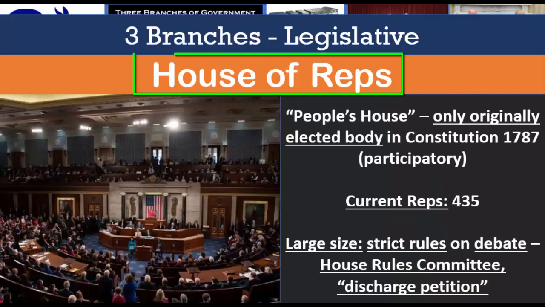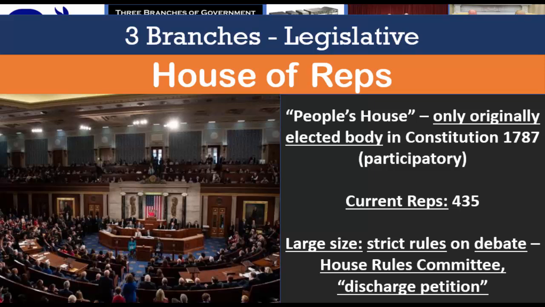So let's look at the unique properties of the House of Reps first, sometimes called the People's House, as it was the only original elected federal body when the Constitution was written. You might think of the participatory model of democracy with the framers' original intent for the House.